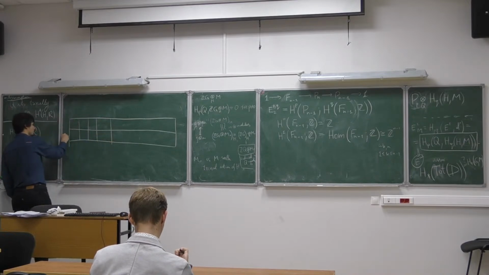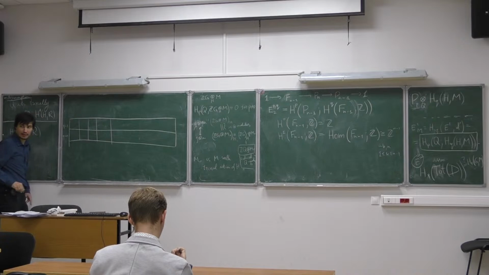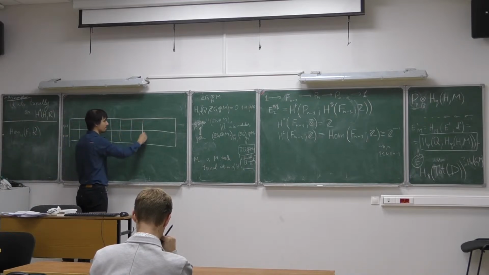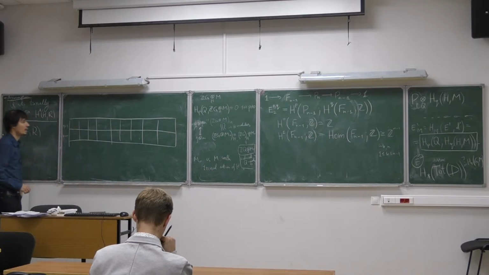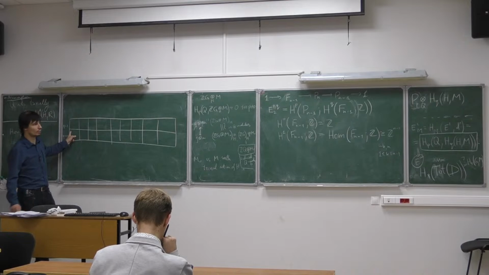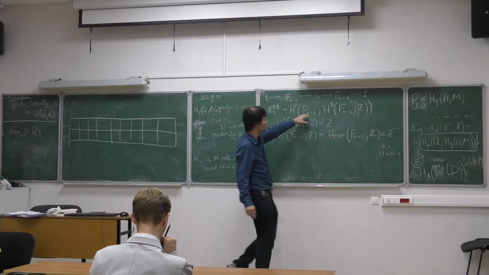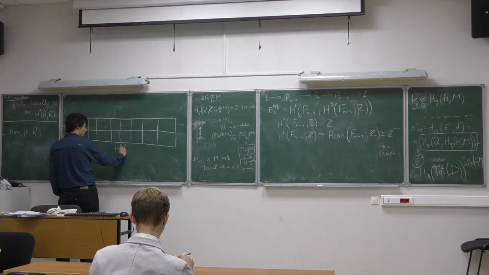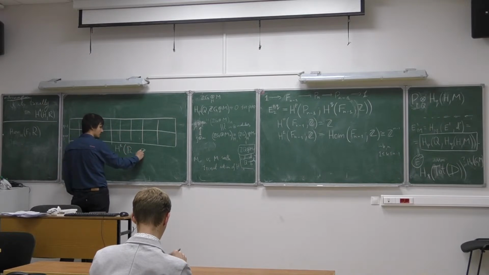This is Q equals 0, and this is Q equals 1. Well, and now what we see, we obtain that the 0th row is just the cohomology of the pure braid group P_{n-1} with coefficients in Z. So here we have just the cohomology of P_{n-1} with coefficients in Z.